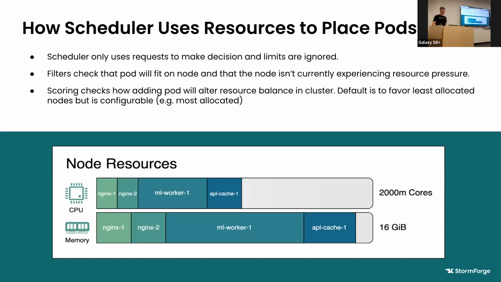And I didn't put it on the slide. I must have forgot. Oh, I did. It's at the top. The only thing which matters is requests. The limits are not used at all by the scheduler. Totally thrown out, just uses the requests.